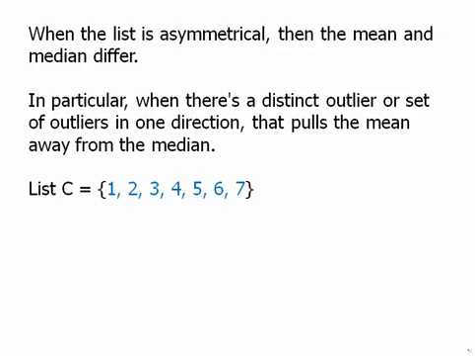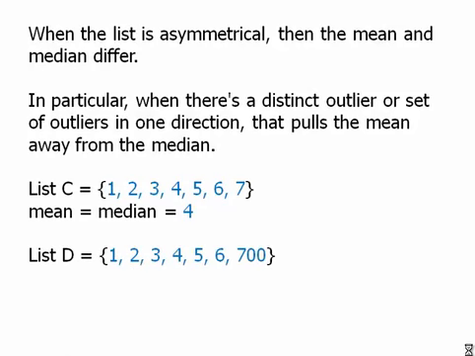So for example, here's an evenly spaced list. Of course, the mean and the median both equal 4. Now, if we take one of those numbers, that last number, and turn it into an outlier, we replace 7 with 700. Well, we've made it gigantic now. Of course, the median isn't affected at all. 4 is still the middle number on the list, but now the mean is going to be much higher because now the sum of list D is going to be much, much higher than the sum of list C. And so when we take an average, we're going to wind up with a much higher number.